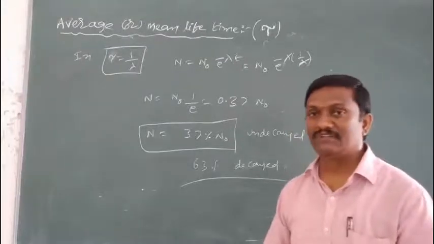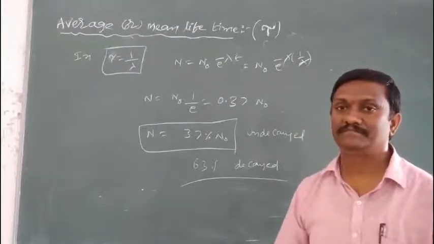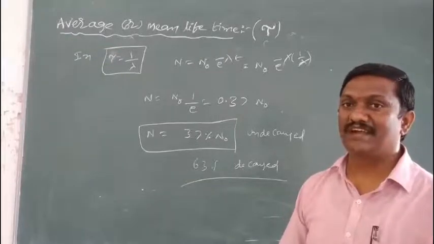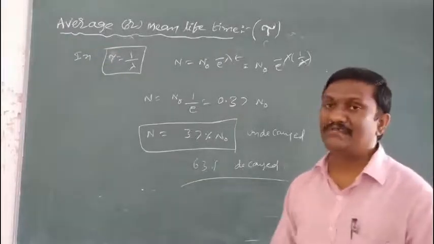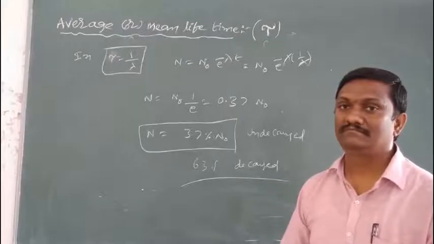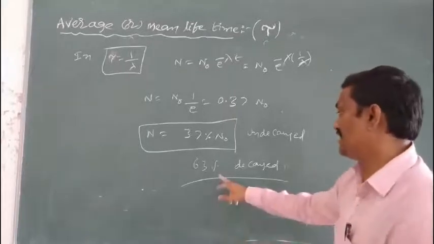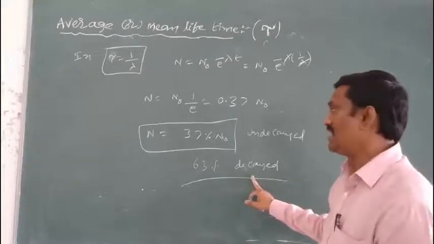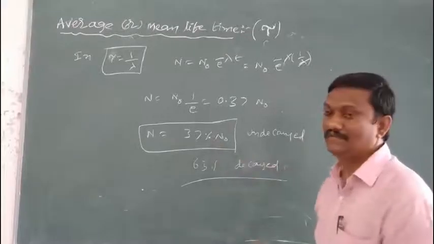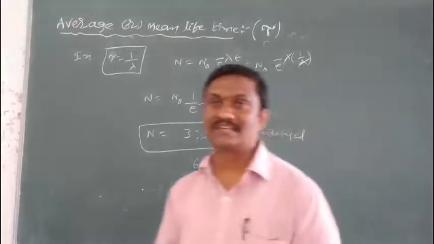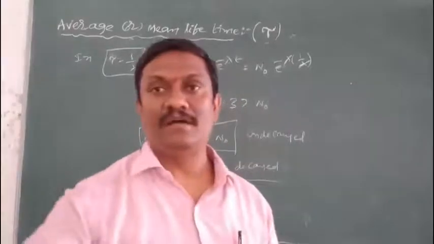So that is about one more definition. Average lifetime can be defined as the time taken by the radioactive substance to disintegrate 63% of atoms, or remains 37% of atoms. That corresponding time is called as average lifetime or mean lifetime.